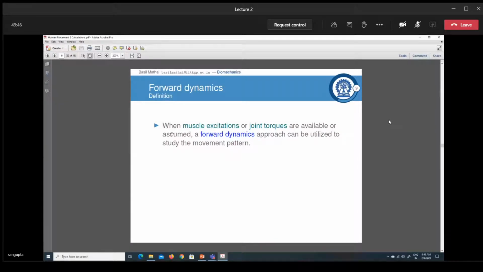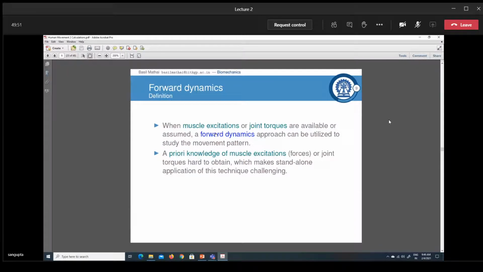So this is forward dynamics. I was telling you earlier. So you can have this in the forward dynamics approach. You give a force, then you get hold of the kinematic data, position, velocity, and acceleration.